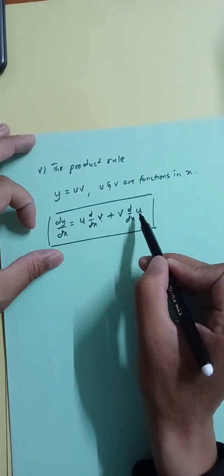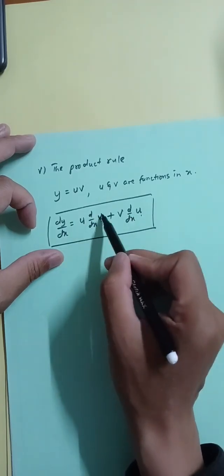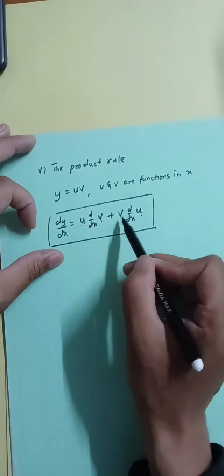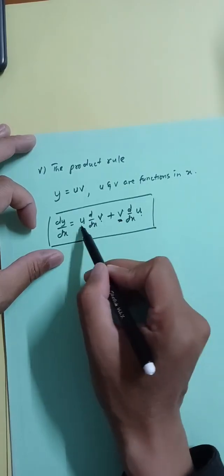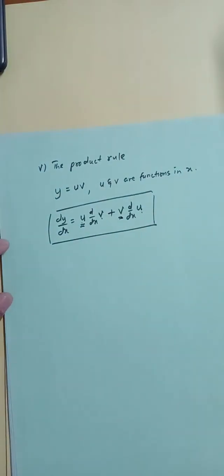So d by dx of the differentiated term goes in front, and the v is kept in front of d by dx of u. So this is the product rule. Now we will look at examples.